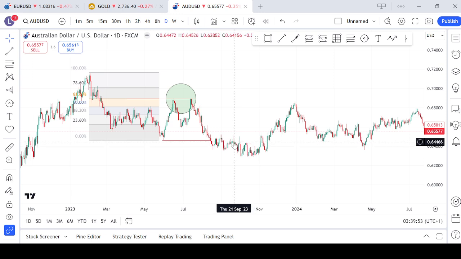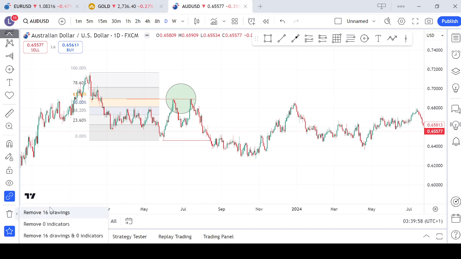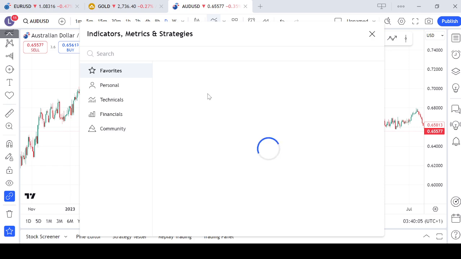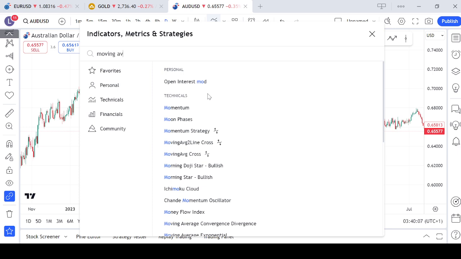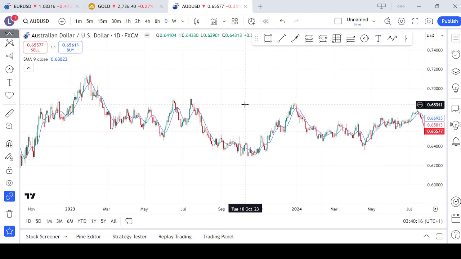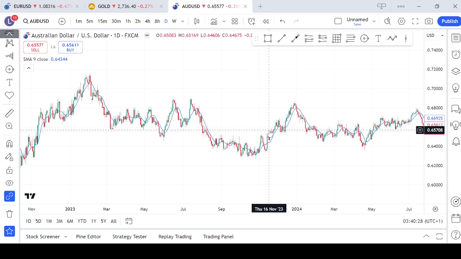The next on my list is the moving average, a very popular TradingView indicator which you can use in the market. So I'm just going to put the moving average on the chart. The moving average is a fundamental and versatile indicator in technical analysis. It smooths out price data to create a single flowing line, making it easier to identify overall trend direction.